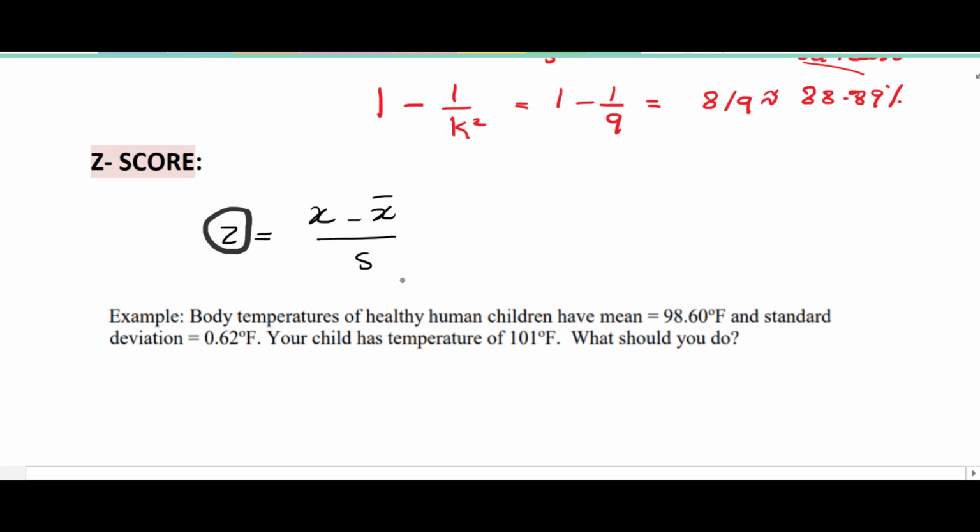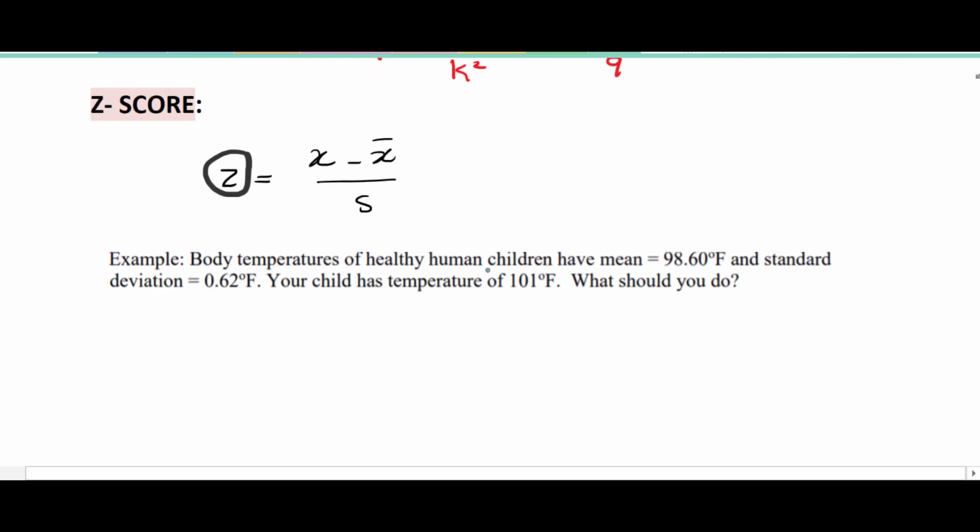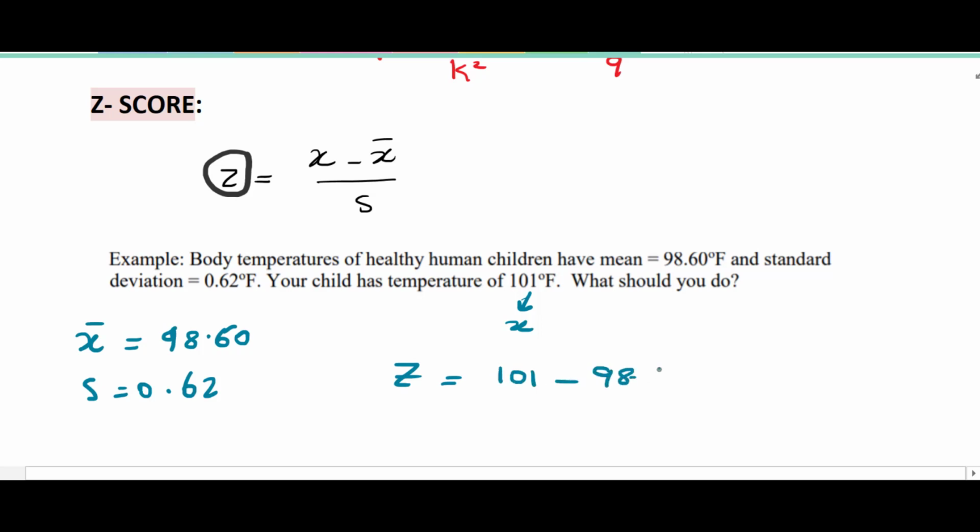So the question says body temperatures of healthy human children have mean 98.60 degrees Fahrenheit. So you know that x bar or mu is 98.60. It's always nice to write your givens on the side to know where you're standing. And standard deviation, or s, is 0.62 degrees. Your child has a temperature of 101 degrees. So what should you do? You want to know whether you should take him to the doctor or whether it's normal. So over here, this is your observation, this is your x. So you just plug in the formula, find the z-score: 101 minus 98.60 divided by 0.62.